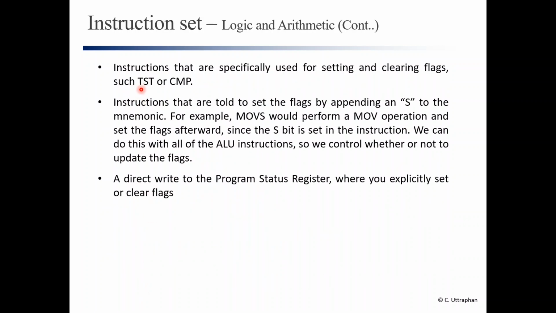Number 1. Instructions that are specifically used for setting and clearing flags, such as instruction TST or CMP. Number 2. Instructions that are told to set the flags by appending an S to the mnemonic. For example, MOVS would perform a MOV operation and set the flags afterward, since the S bit is set in the instruction. We can do this with all of the ALU instructions, so we control whether or not to update the flags. Number 3. A direct write to the program status register, where you explicitly set or clear flags.